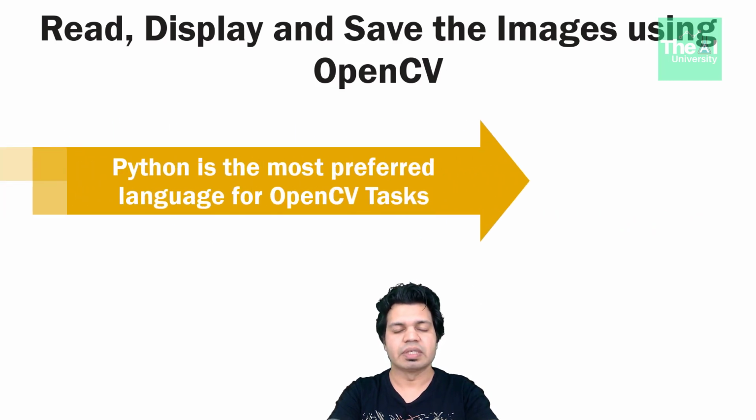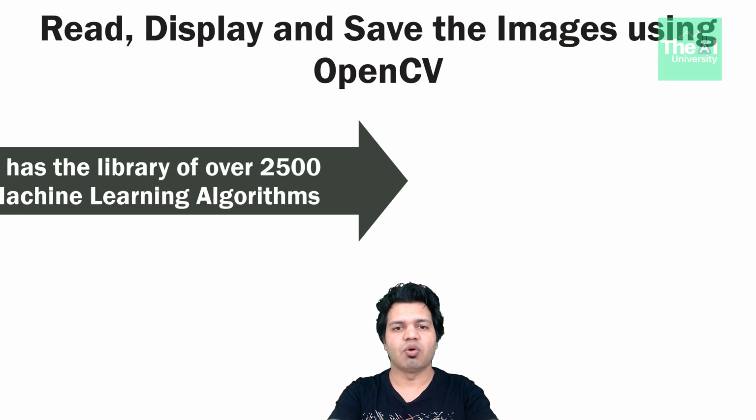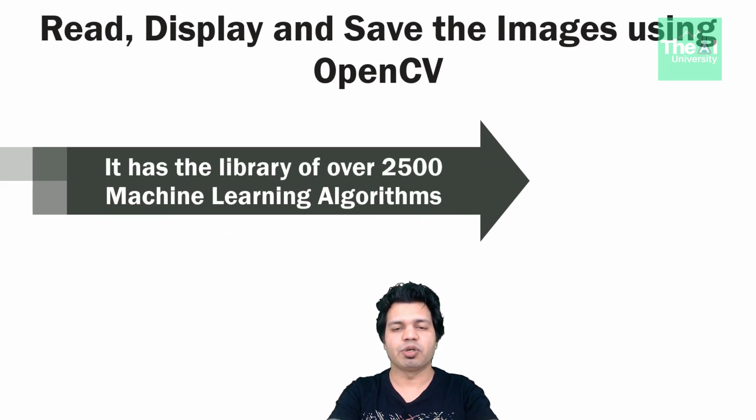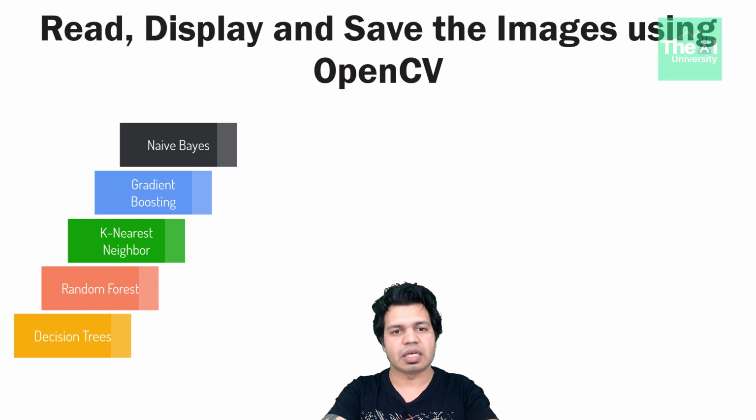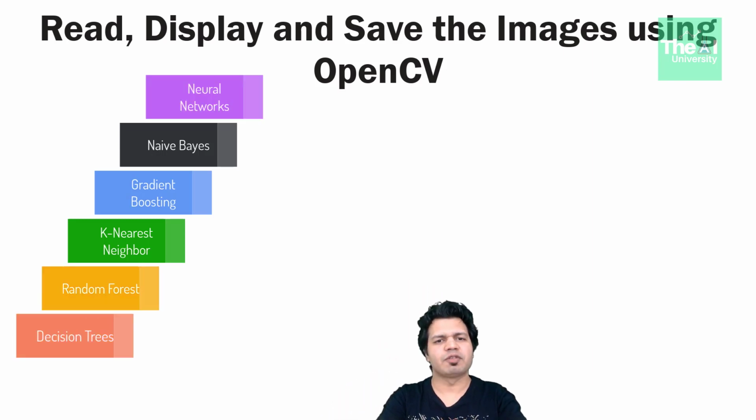Python is the most preferred language to use OpenCV. It has a library of over 2,500 optimized algorithms associated with computer vision and machine learning. In fact, the OpenCV machine learning library contains ML algorithms like decision trees, random forest, k-nearest neighbor, gradient boosting trees, naive Bayes classifier, deep neural networks, etc. So enough of the theory.